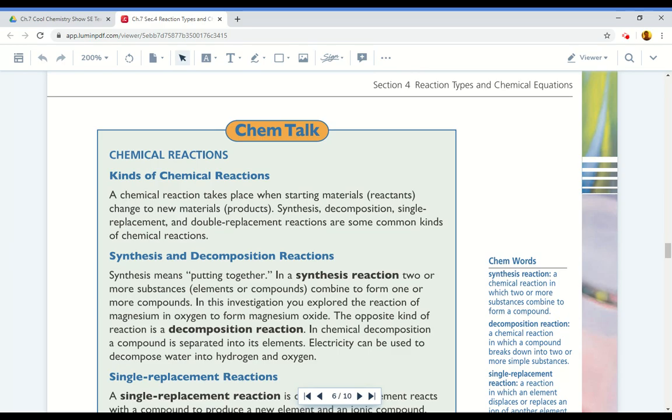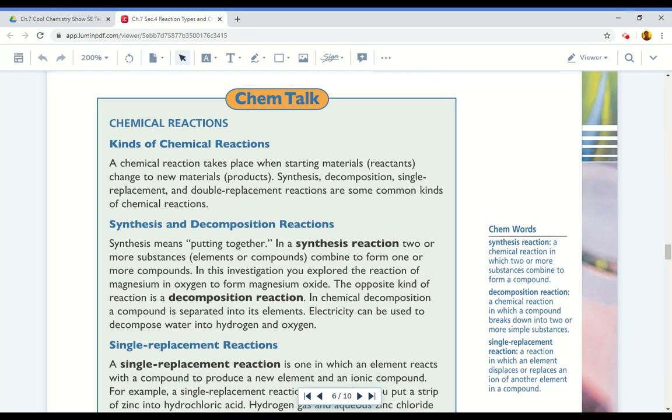In this investigation, you explored the reaction of magnesium and oxygen to form magnesium oxide. The opposite kind of reaction is a decomposition reaction. In chemical decomposition, a compound is separated into its elements. Electricity can be used to decompose water into hydrogen and oxygen.